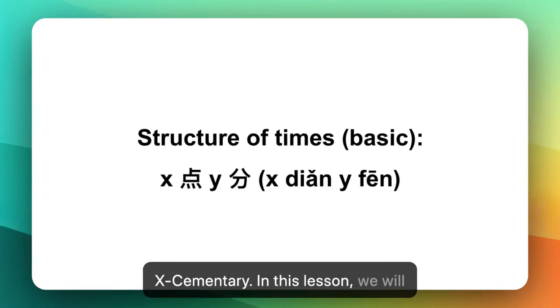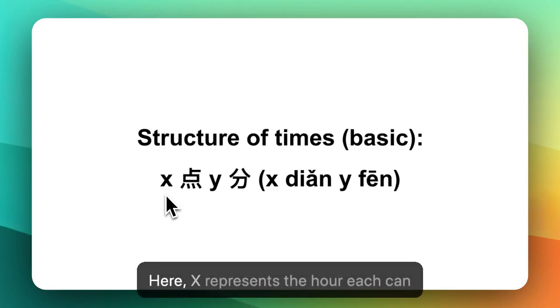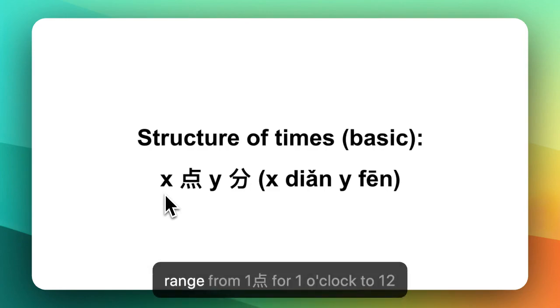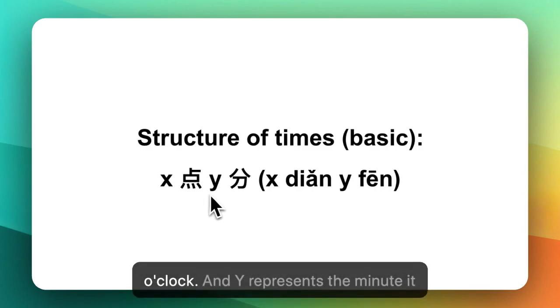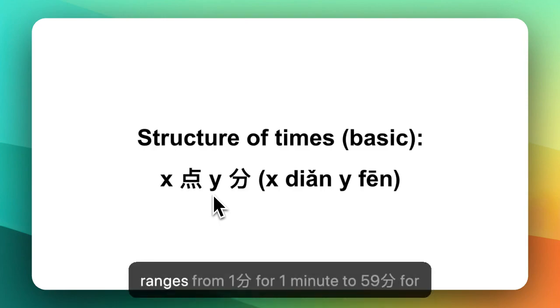In this lesson, we will learn how to tell time in Mandarin Chinese using the structure of X点Y分. Here, X represents the hour. It can range from 1点 for 1 o'clock to 12点 for 12 o'clock. And Y represents the minute. It ranges from 1分 for 1 minute to 59分 for 59 minutes.